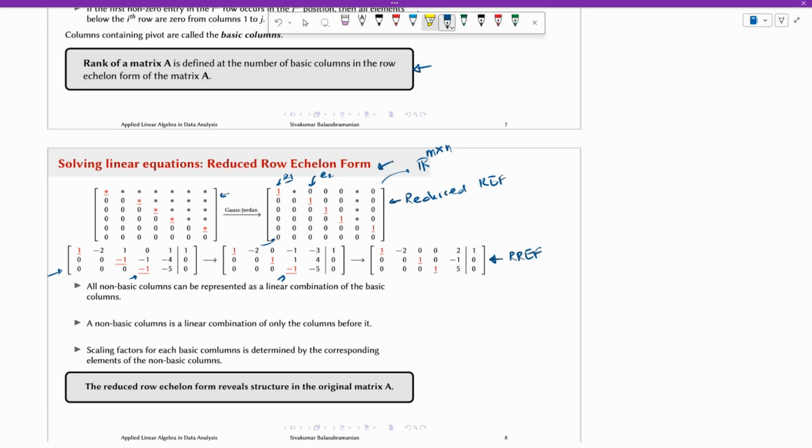So where are the basic columns here? What are the basic columns? Can you tell me the column numbers for the basic columns for this matrix? 1, 3, 4. What are the non-basic? These are basic. Non-basic?